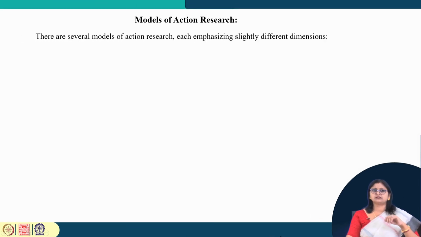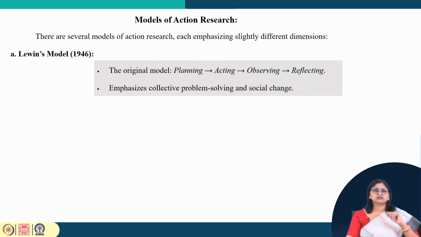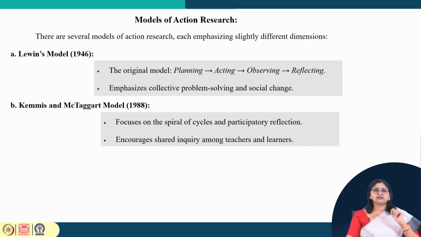There are so many models given on action research, which have different dimensions, like Kurt Lewin's model in 1946. This was the original model, which shows planning, acting, observing and reflecting. It emphasized collective problem solving and social change. The second one is the Kemmis and McTaggart model, given in 1988, focusing on the spiral of cycles and participatory reflection, encouraging shared inquiry among teachers and learners.